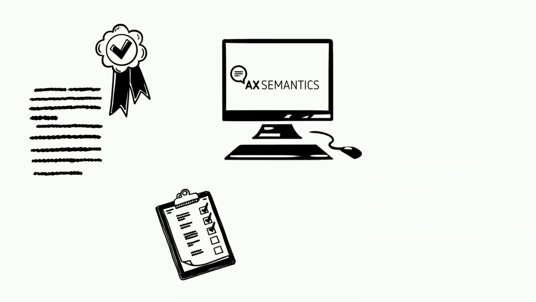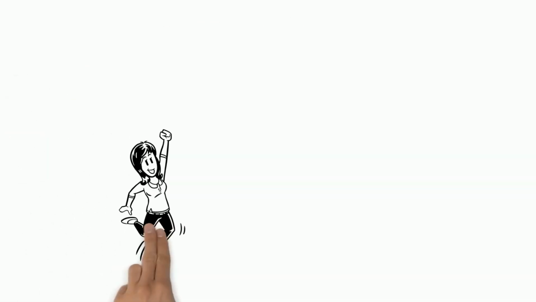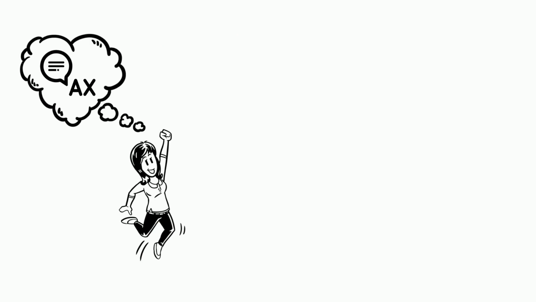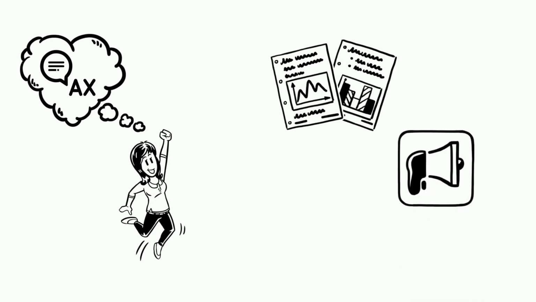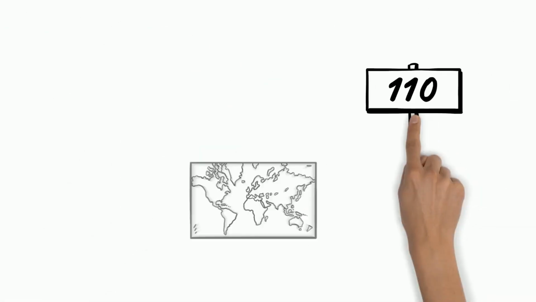She also has more time to concentrate on other tasks. Thanks to the easy-to-use editor and the personal support, she found her way around quickly. Julia loves AX Semantics. Of course, you can also generate many other text types, like announcements, reports, or any kind of descriptions with it. And it supports 110 languages.